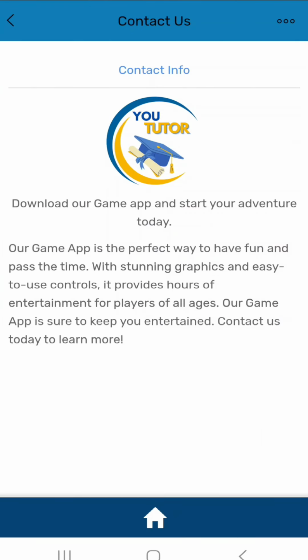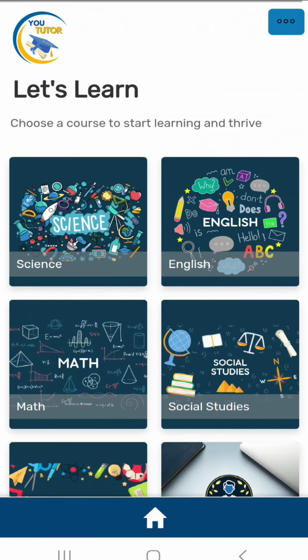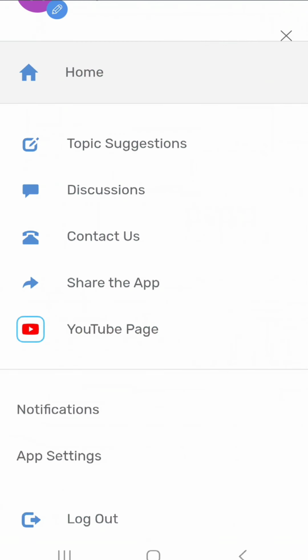We also have a contact us, where we can directly contact the co-founders of the app, for example, by giving us a call or sending us an email. And we can also share the app, which if you do find the app to be amazing and helping you in school directly, you could share the app with many of your friends to help them do the same, which would be amazing and recommended.